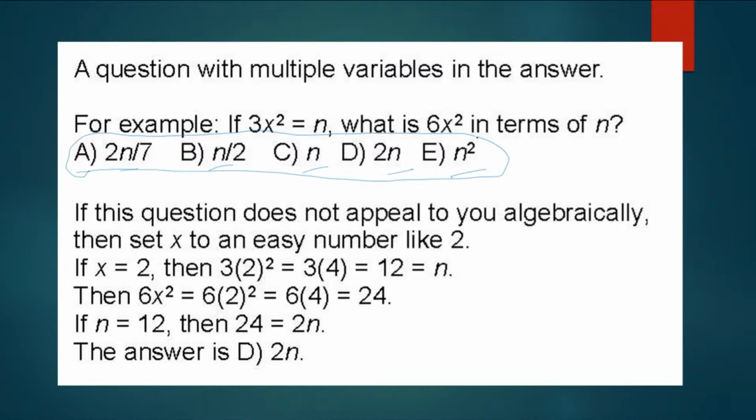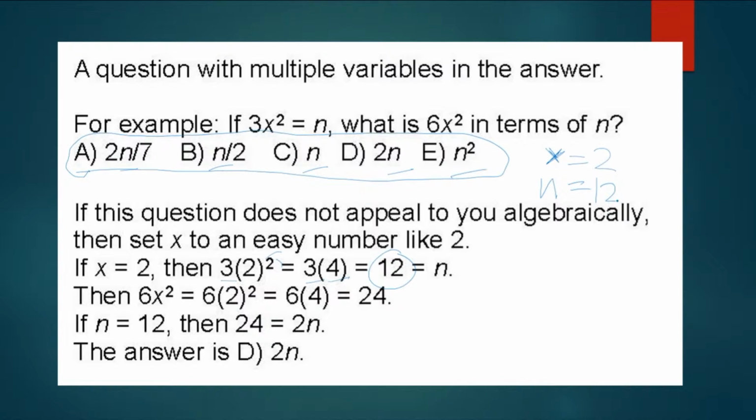So in our situation here, we have this. If 3x squared is equal to n, what is 6x squared in terms of n? Now, obviously, this is not an impossible question. I didn't want to put an impossible question on all my cards, but let's just chat. If for any reason this doesn't appeal to you algebraically, what you can do is just set x equal to 2. Sweet. And if you set x equal to 2, well then 3 times 2 squared would be equal to 3 times 4, and 3 times 4 is obviously 12. So if x is equal to 2, n is equal to 12.